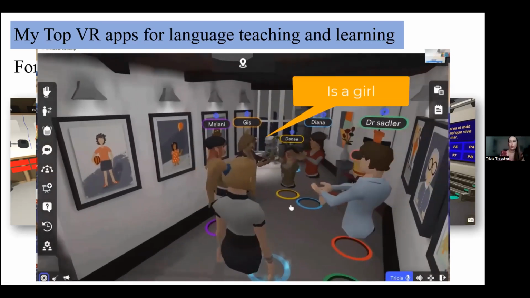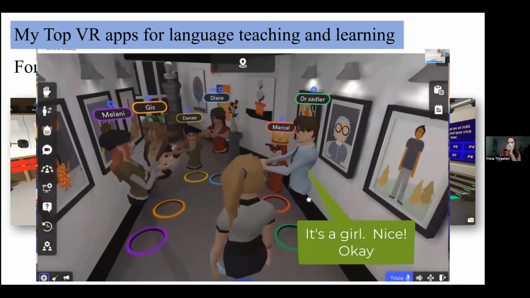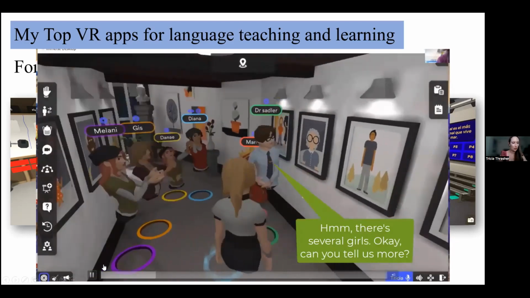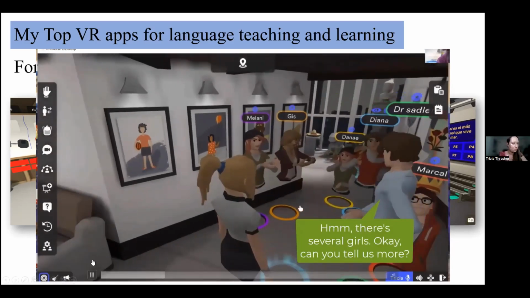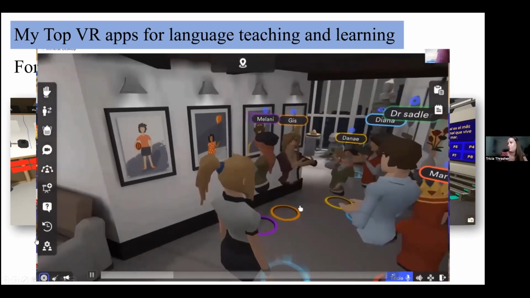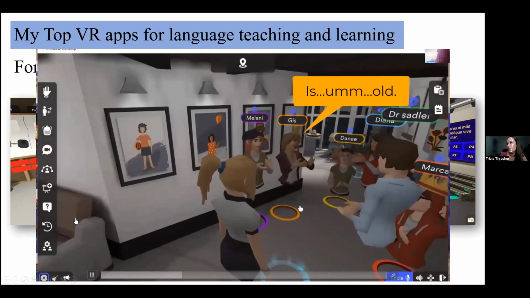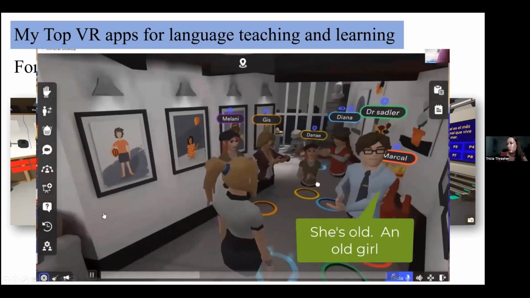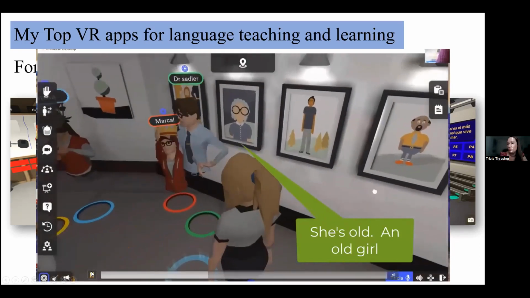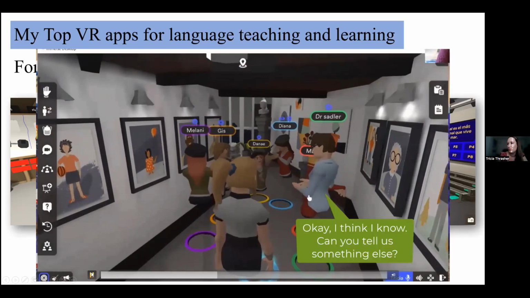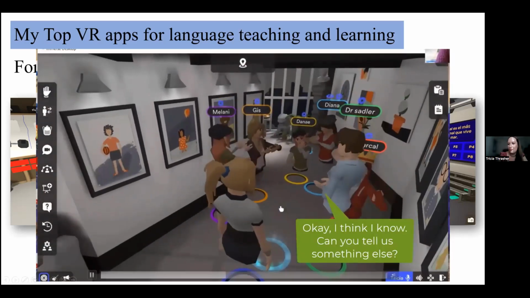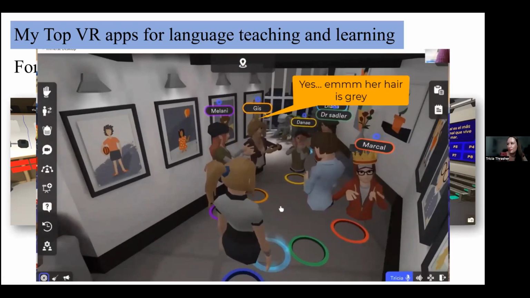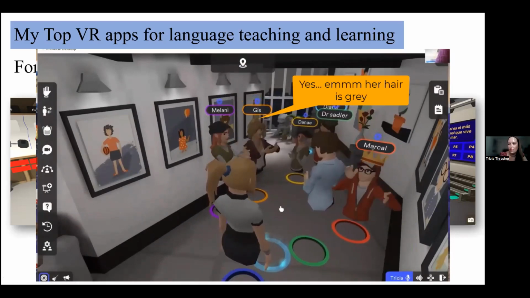It's a girl. Nice. Okay. Yes. First clue. It's a girl. There's several girls. Okay, what can you tell us more? She's old. An old girl. Okay, I think I know. Can you tell us something else? Yes. Her hair is gray.